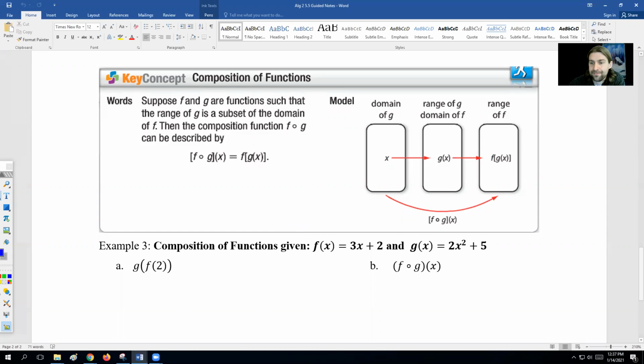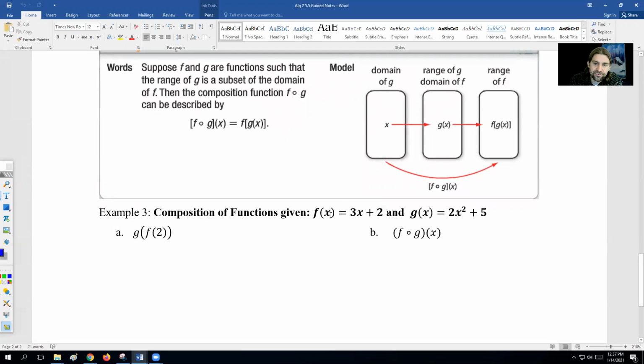Now, what that means is f of g of x is really, we have an x value that we plug into g and we get some answer. So we're going to take an x, plug it in and get our answer. And then we're going to take that answer and plug that into f.